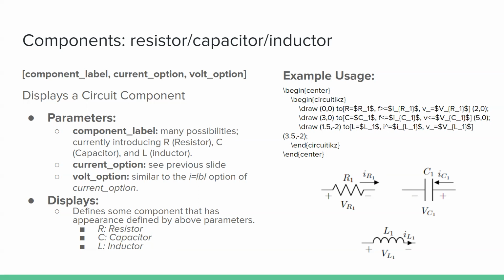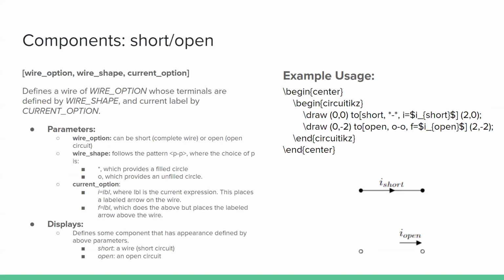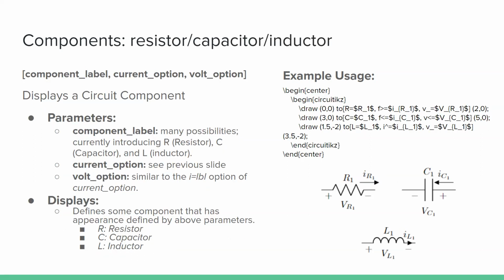But the way that components are defined is, once again, we use a bracket list that is comma separated. Except this time, you see that the parameters are slightly different. Previously, we had wire option, wire shape, current option. This time we have component label. We still have a current option, but we have a new parameter called volt option, which allows you to put passive sign convention across the component. Keep in mind that the volt option does not secure a correct passive sign notation. You have to debug it, or have your senior mentors debug it.